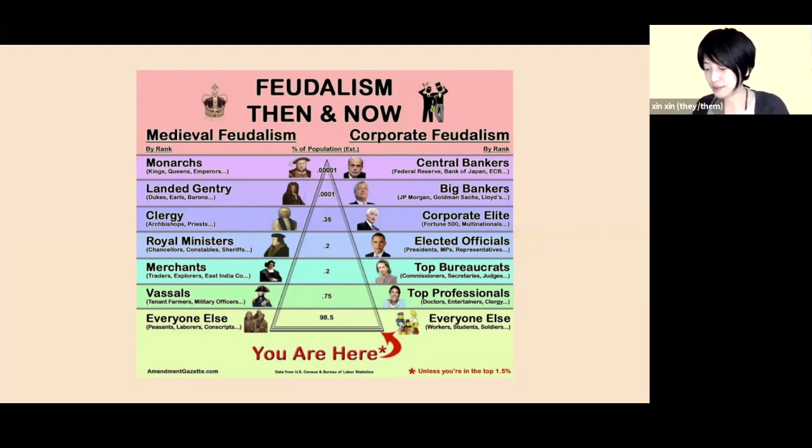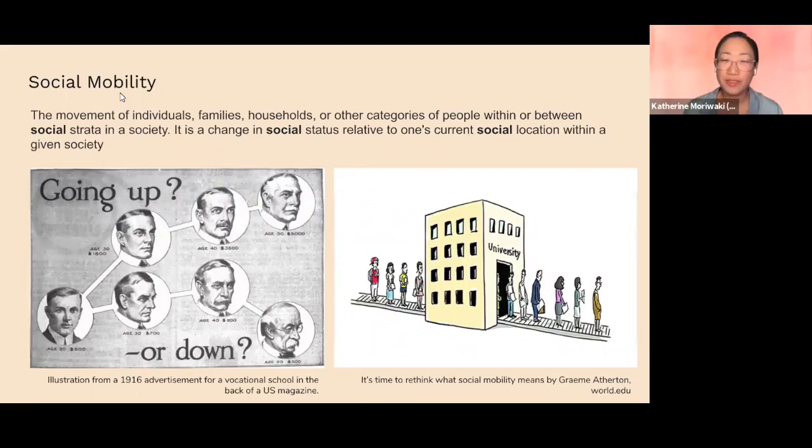So in the United States, we often like to believe that we have this thing called social mobility. Social mobility, which is defined as the movement of individuals, families, households, or other categories of people within or between social strata in a society. It's a change in social status relative to one's current social location within a given society.